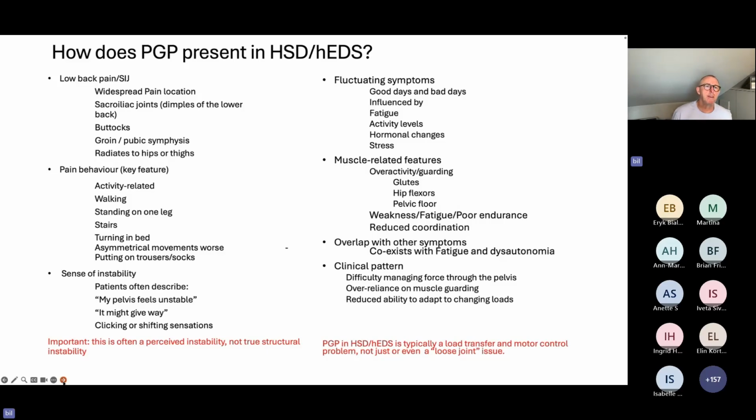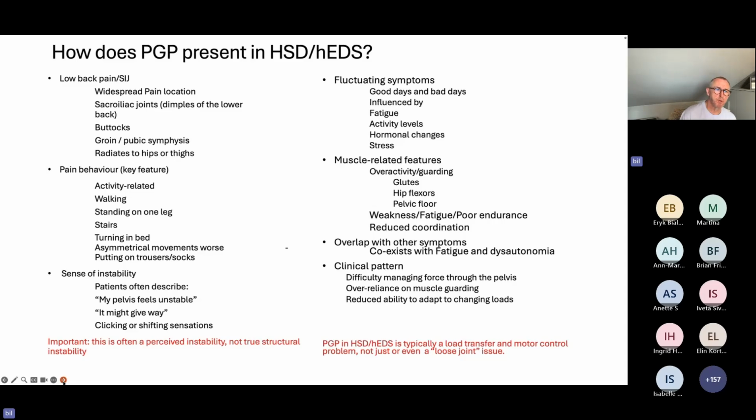Well, low back pain, usually SIJ pain. There's a widespread pain location in the sacroiliac joints near the dimples of the lower back. It can spread into the buttocks. It can go into the groin, the pubic symphysis. It can radiate to the hips and thighs. And the pain behavior, which is really the key feature in these patients, is that it's activity related. When they're walking, when they're standing on one leg, when they're climbing stairs. Turning in bed is a very, very common thing in pregnant women with sacroiliac joint pain. And it's the same in hypermobile patients.